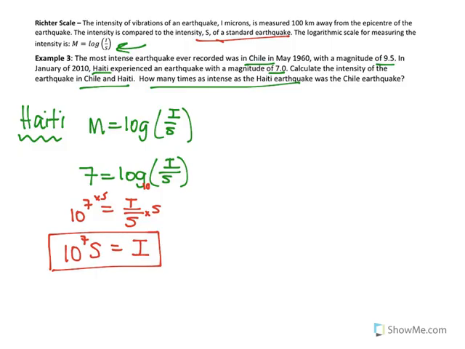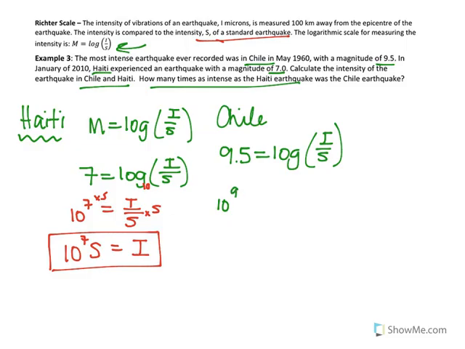Okay, let's do Chile. Same thing, but their magnitude was 9.5. So 9.5 equals log of I over S. We're going to change that into an exponent. So 10 to the power of 9.5 equals I over S. Multiply both sides by S. So we have 10 to the power of 9.5 S is the intensity of Chile.